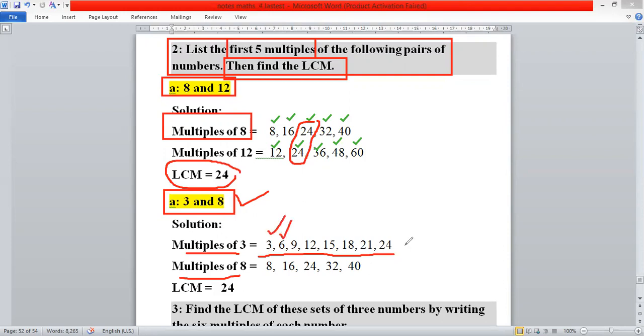So these are the multiples of 3 and these are the multiples of 8. So the common multiple is 24. Therefore, we circle this multiple and after that we will write LCM equal to 24.